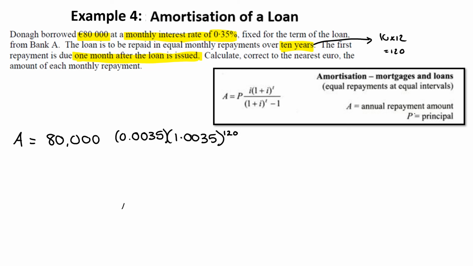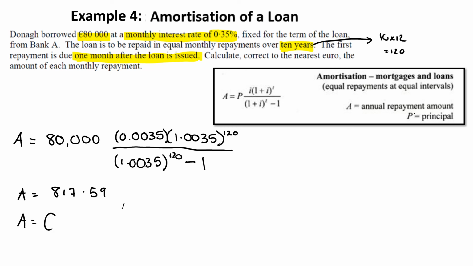So this is 120 all over 1.0035 to the power of 120 minus 1. And that can all go into the calculator. And when it does, we get 817.59. And they've asked us correct to the nearest euro, so watch out for that, which is 818 euro.